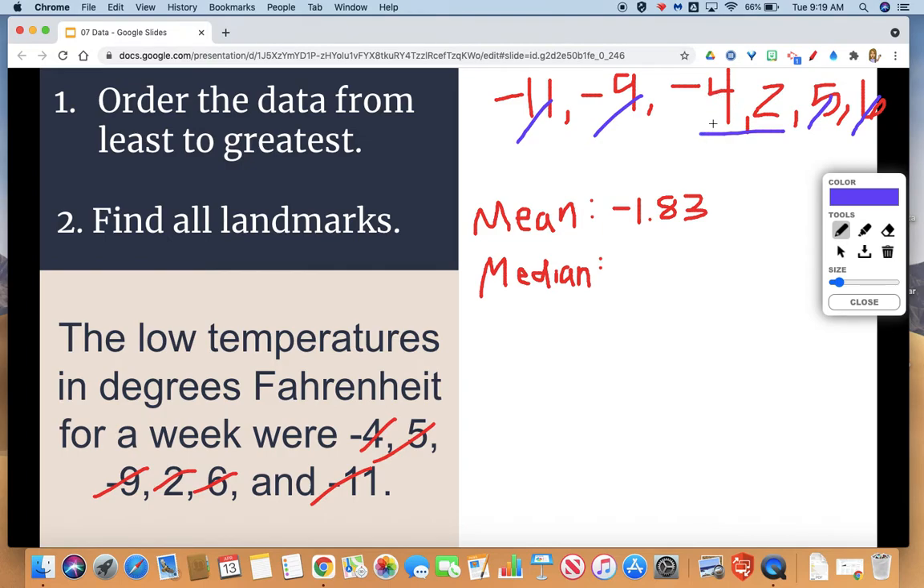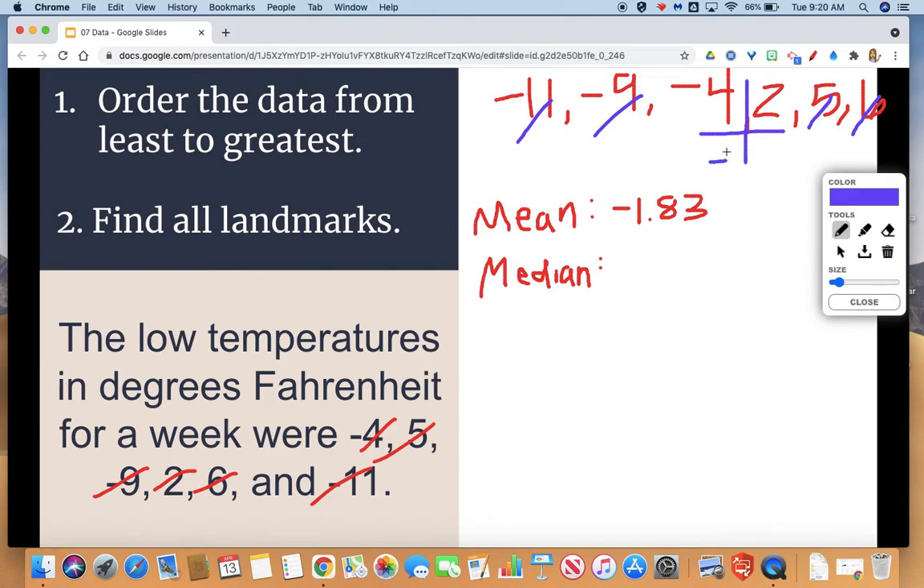What's in the middle of -4 and +2? That's going to be our median. So how do I figure that out? Well, maybe I could just visualize what's right in the middle. For me, since I'm working with some negatives and some positives, I prefer to add the two together.